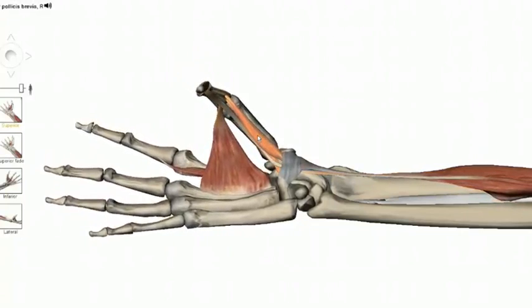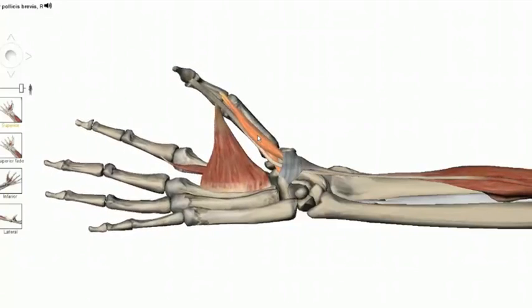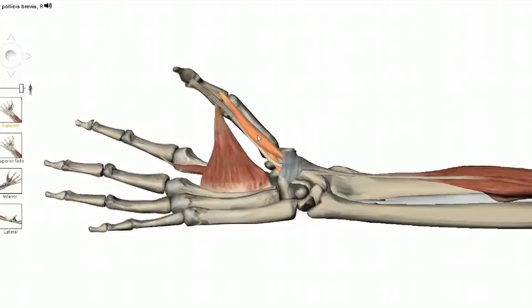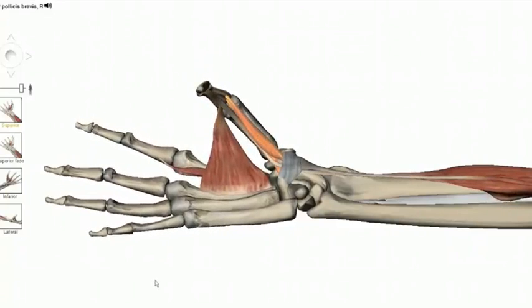And then the intrinsic flexor of the thumb is shown here. This is the flexor pollicis brevis, one of three muscles that's in that thenar eminence, that pad of three muscles that are found at the base of the thumb.